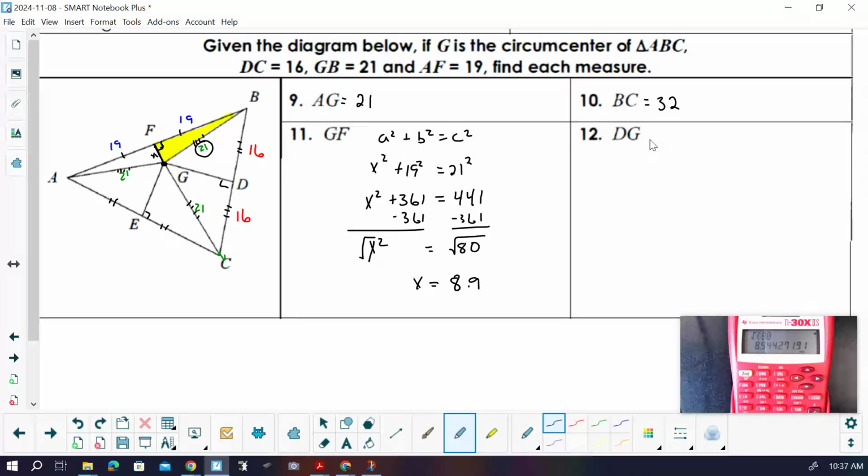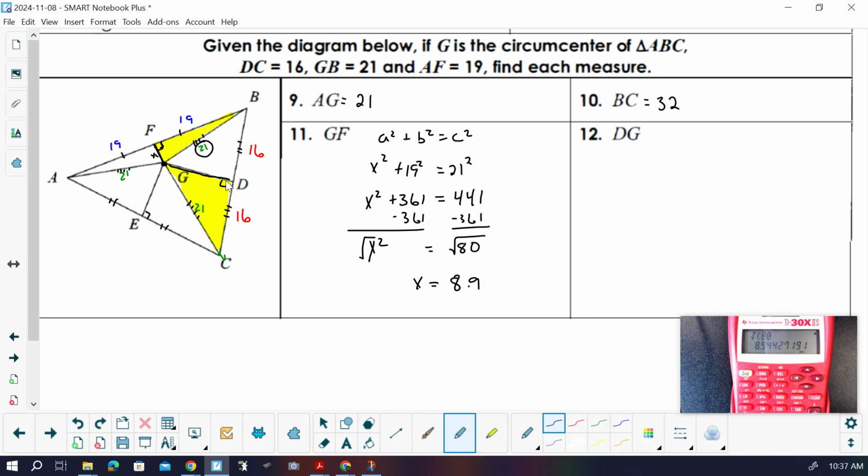Okay, now let's find DG. So now we're going to go here to find DG. DG is right here. So again, we have to do another right triangle. And so I'm going to fill in a triangle here. I use yellow again. I could use either one of these, so I'm going to use the one on this side. Let me fill it in here so you can see it. So this triangle right here, okay?